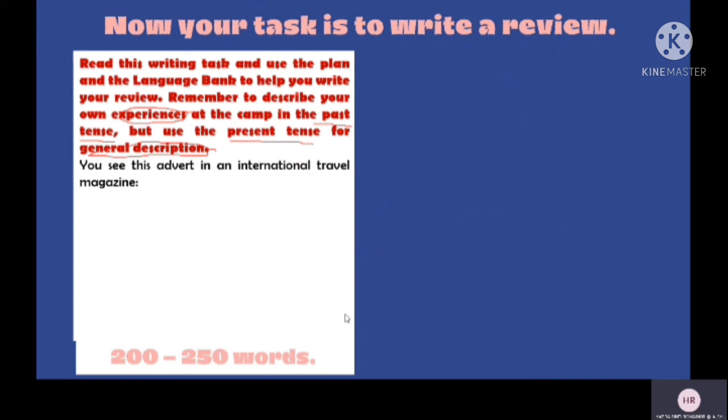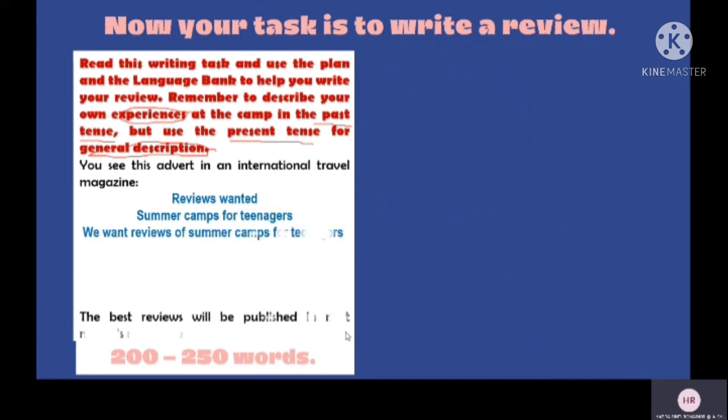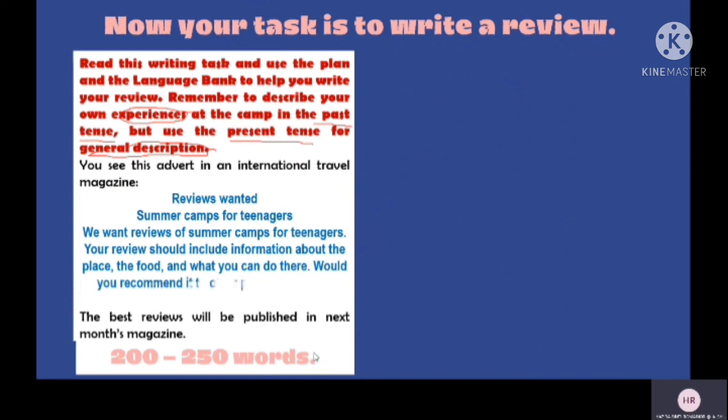Okay, so review wanted. What are the questions that you are supposed to write in the review? Okay, reviews wanted, summer camp for teenagers. We want reviews of summer camp for teenagers. Your review should include information about the place, okay, the food, what can you do there, and would you recommend it to other people at your age. So infonya tetap sama dengan contoh yang diberi tadi. Okay, so how you are going to write? You have to write based on the plan.